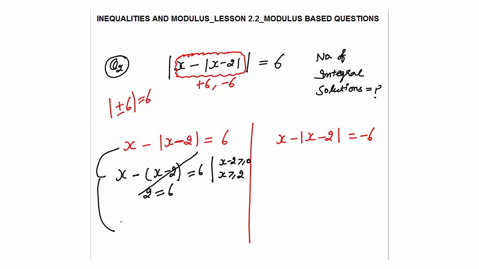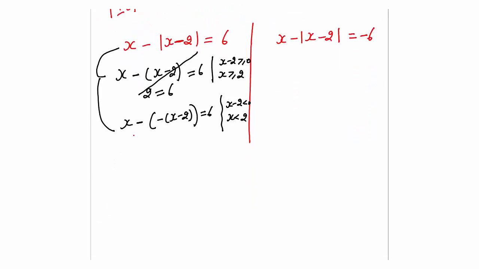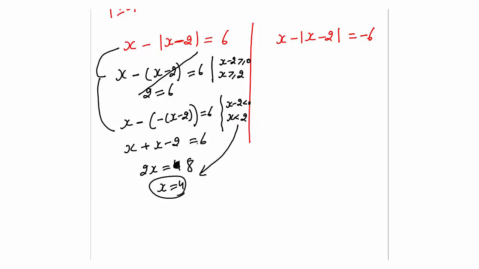Now I will solve the second part. The mod value will be minus of x minus 2. This is equal to 6. The condition is that when x minus 2 itself is negative, or you can say x is less than 2, the mod will open like this. So x plus x minus 2 is equal to 6. Can I say that 2x is equal to 8? This is not 4, this is 8, and x is equal to 4. But our condition is that x must be less than 2, so this is contradictory. So this is also wrong. No solution will come from this side.